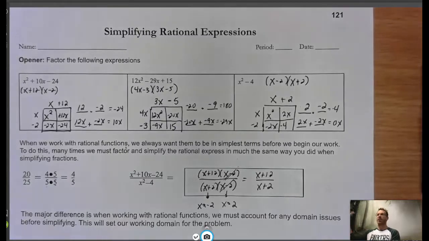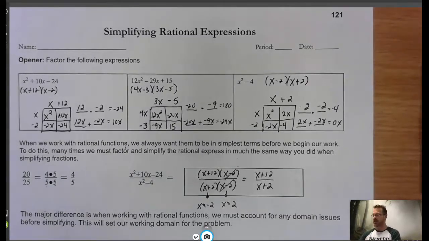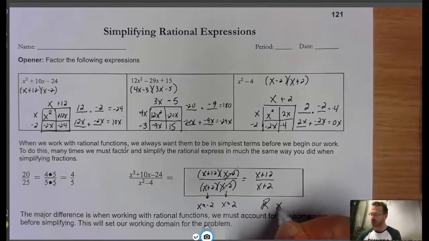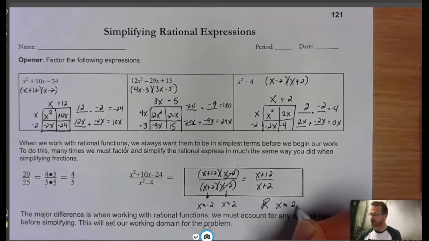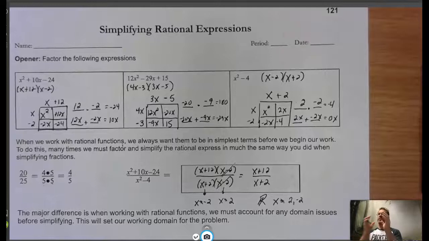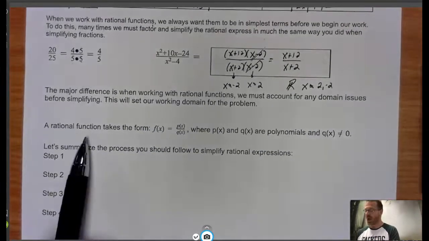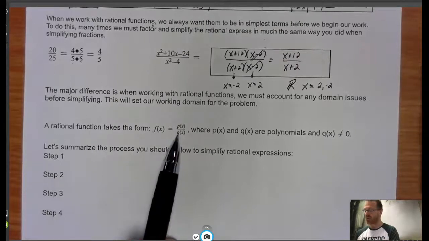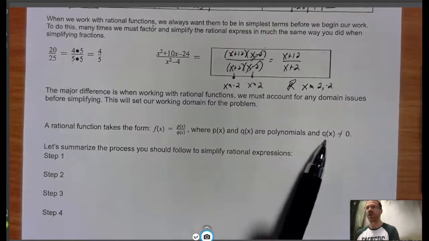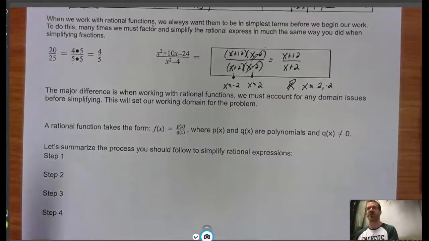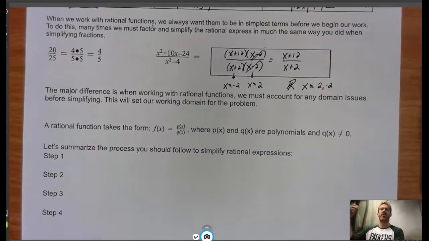So what this tells us is our working domain before we do anything would be all real numbers except x can equal 2 or negative 2. So before we ever start the problem, we have to throw those values out. And we'll emphasize that a little bit more as we go through the video. So a rational function, like I said, is a polynomial over a polynomial. And notice right here, the polynomial in the denominator can't equal 0 because that gives us an undefined value. So what are our steps for simplifying rational expressions?